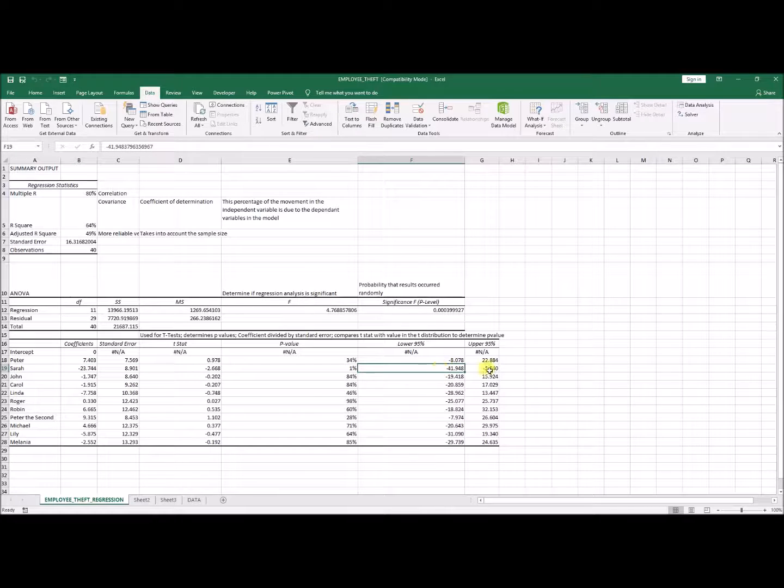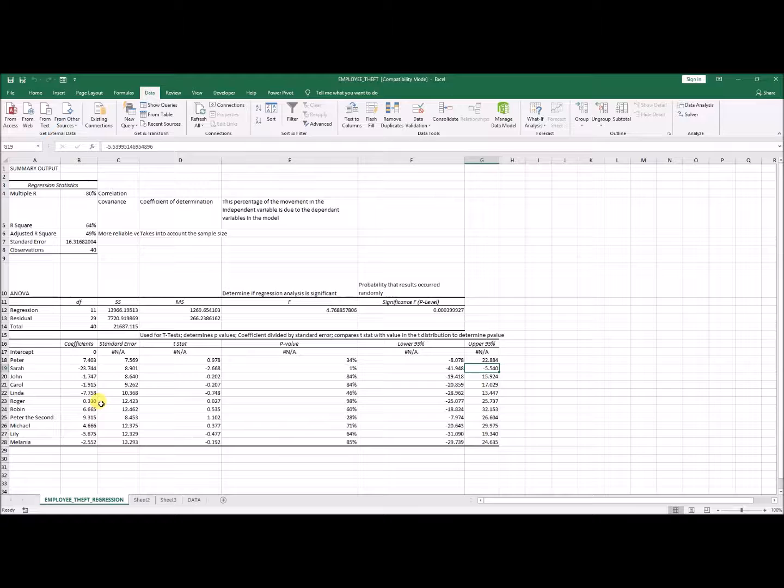Even taking error into account, we can be 95% certain that Sarah, in the worst case, contributed -41, and in the best case, being 95% certain, she still contributed negatively at a -5. Another significant observation is that everyone else's upper bound is positive, while Sarah's is the only one which is still negative. So even in the best case, Sarah is still contributing negatively. This would give us a very good idea that Sarah is most likely the one that's responsible.